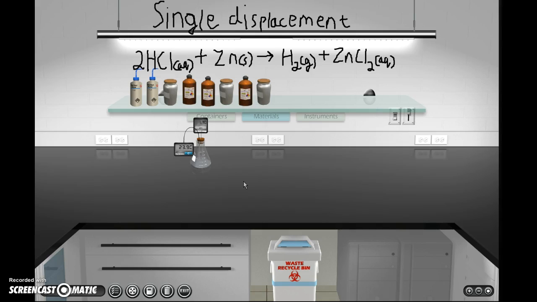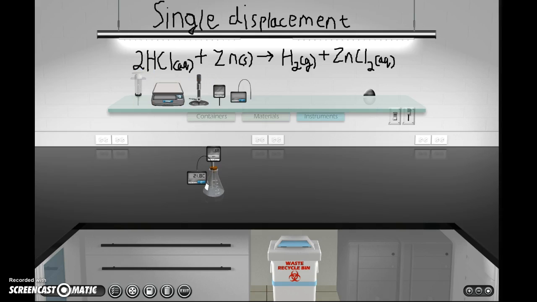And we are going to wait until it cools down to room temperature. Alright, the solution has now cooled to within 0.5 degrees of room temperature. So we are going to want to use a syringe from the instrument shelf to measure the hydrogen gas produced. Alright, mousing over the syringe, it looks like this reaction produced 92.4 milliliters of hydrogen gas.